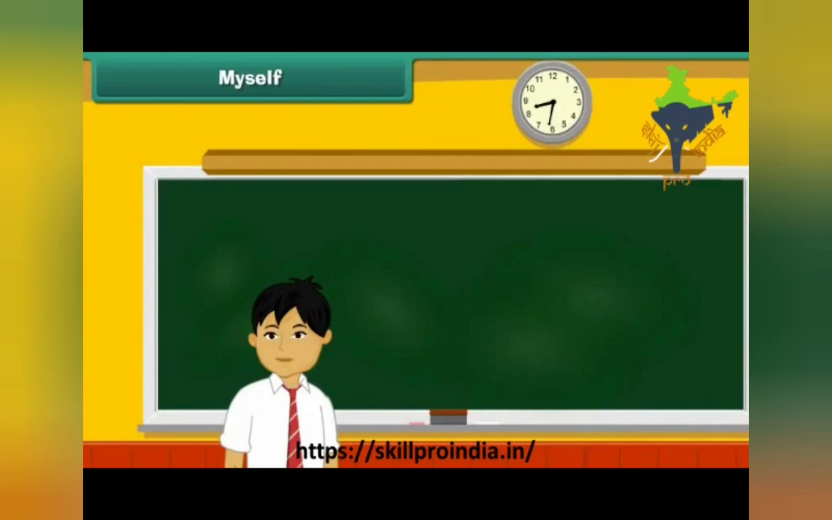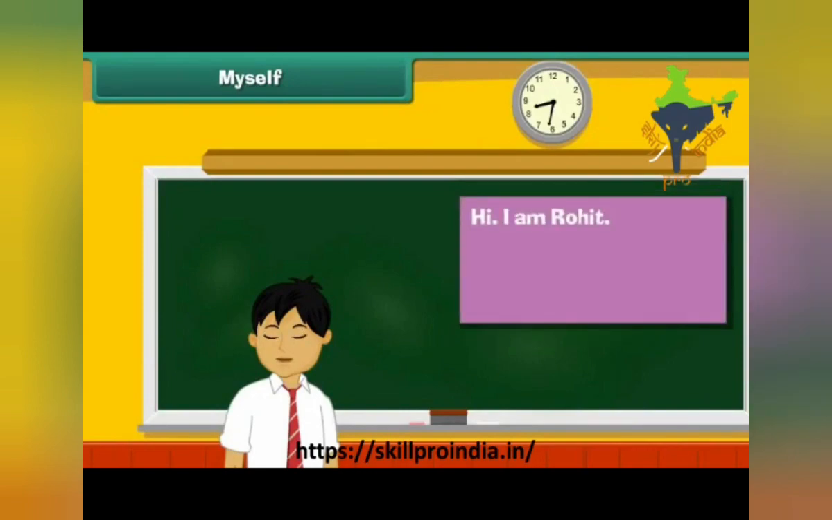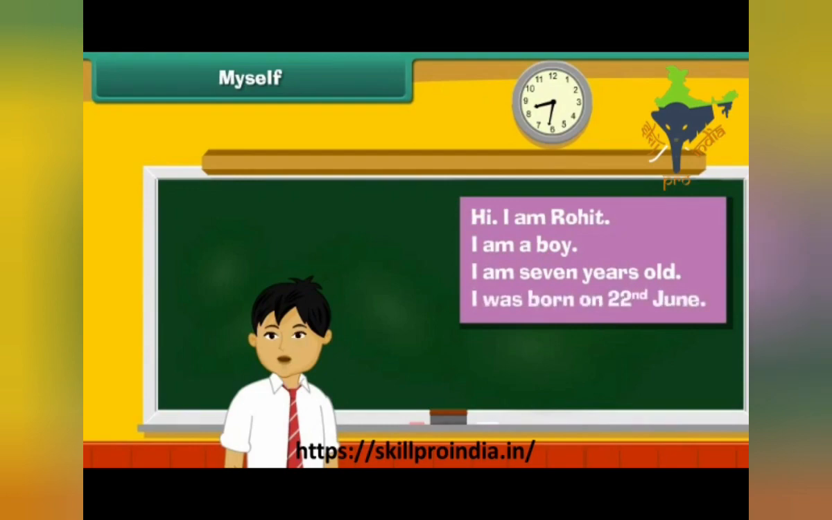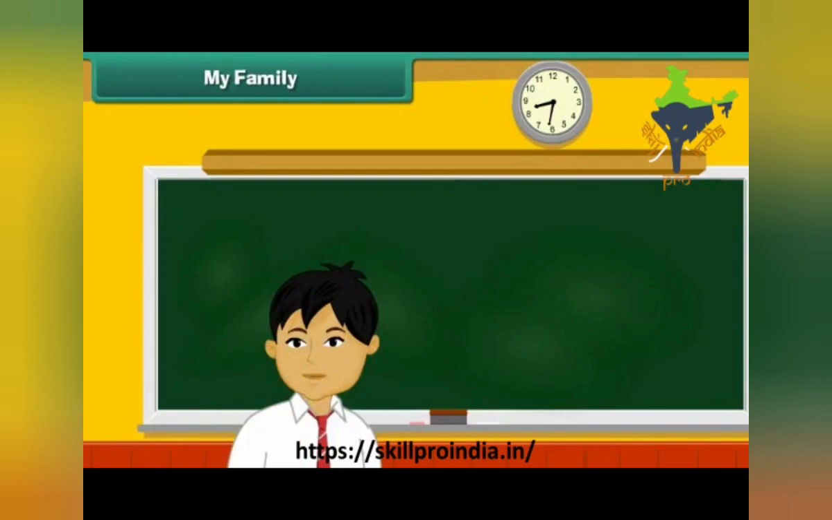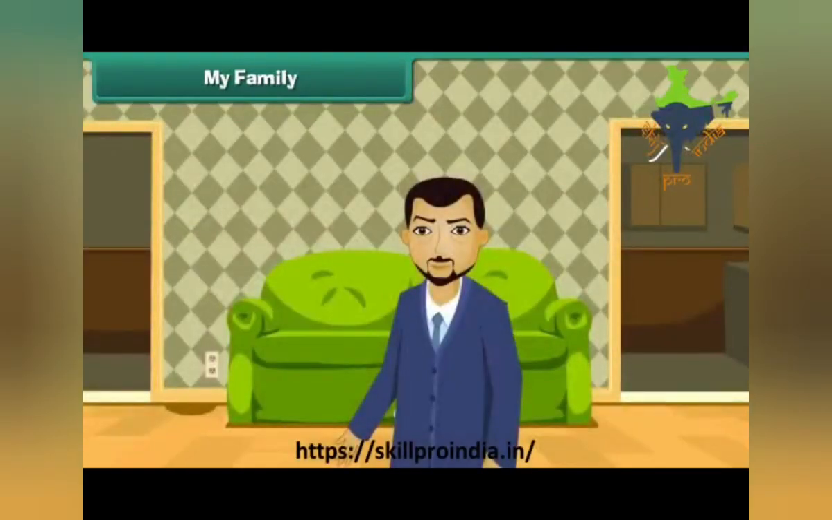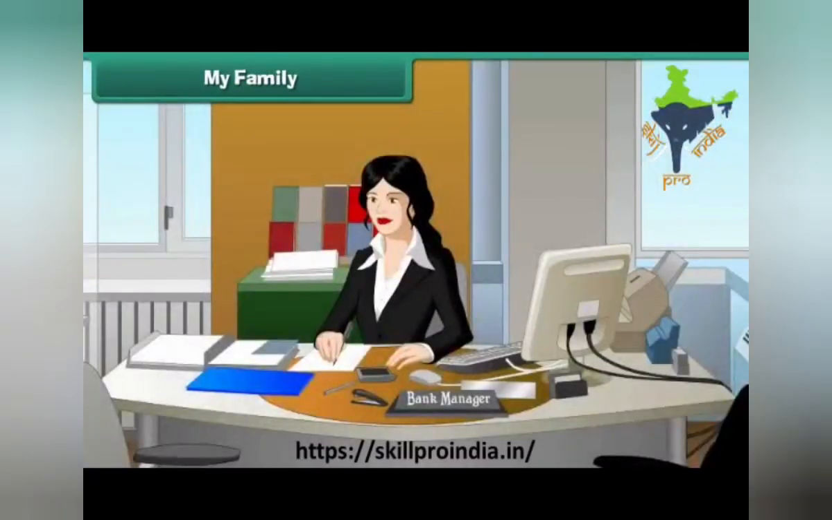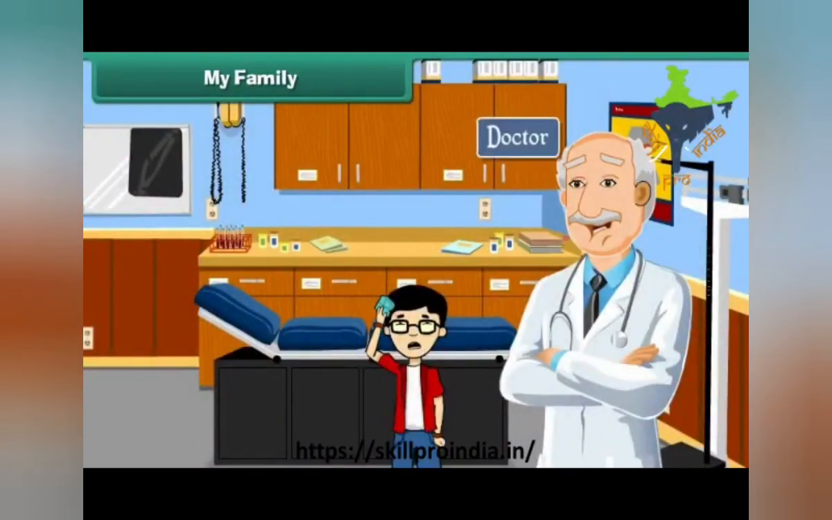Myself. Hi, I am Rohit. I am a boy. I am 7 years old. I was born on 22nd June. My family. I live in Delhi with my parents and grandparents. My father is a civil engineer. He constructs buildings, bridges, etc. My mother is a manager at a bank. My grandfather is a doctor. He treats patients.